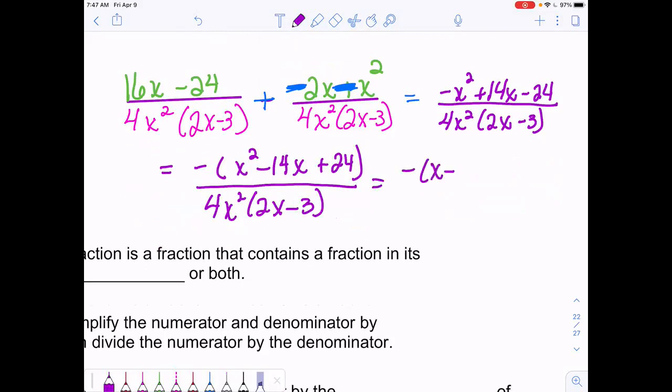Yeah. And then the 4x squared, 2x minus 3. So in this case, there isn't a factor on the top and bottom that will cancel like the last problem, but every once in a while it does happen. So factor the numerator, make sure it's in factored form, just in case something from that denominator can cancel out. Questions?